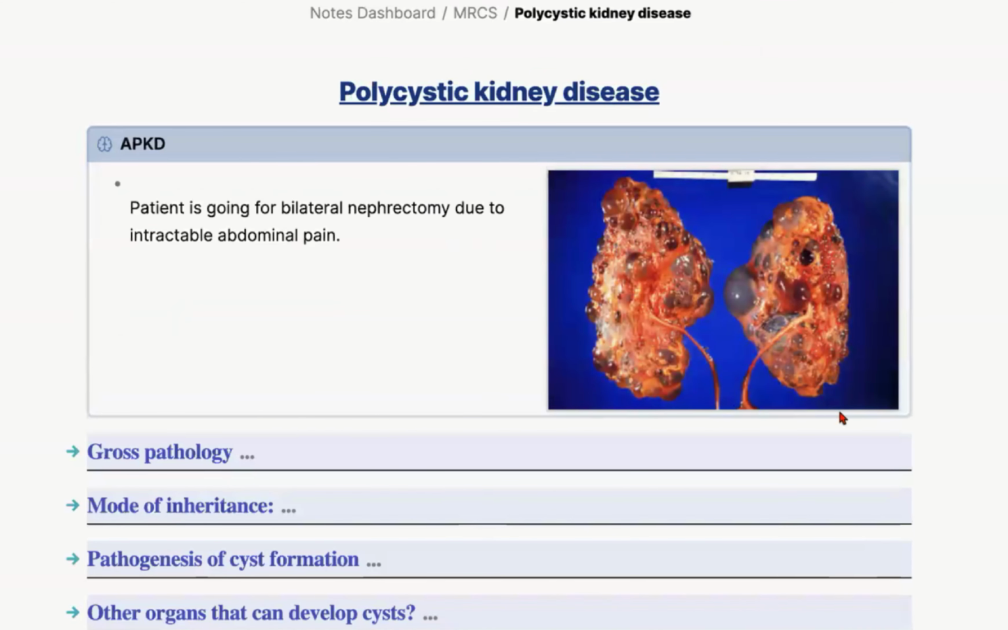All right. You have a patient who's going for bilateral nephrectomy due to intractable abdominal pain, and after the nephrectomy, you can see this. What is the gross pathology that you can see there?